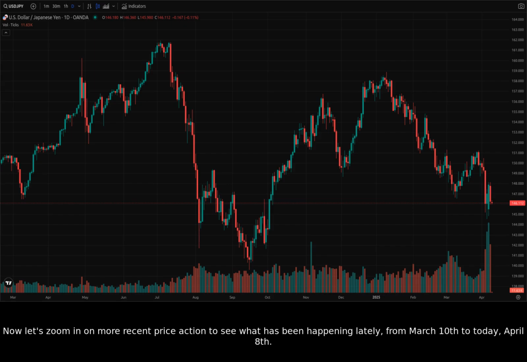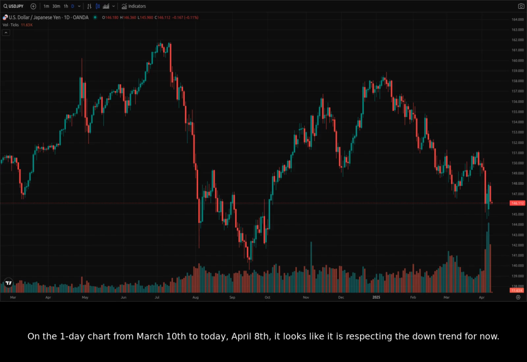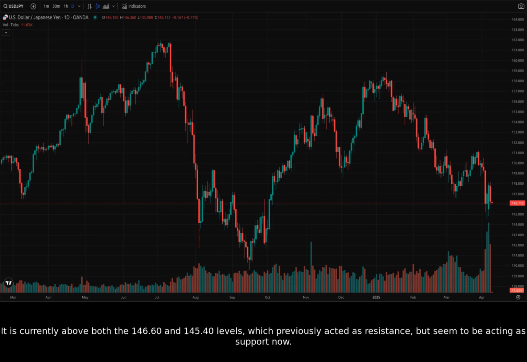from March 10th to today, April 8th. On the one-day chart from March 10th to today, April 8th, it looks like it is respecting the downtrend for now. It is currently above both the 146.60 and 145.40 levels, which previously acted as resistance, but seem to be acting as support now.